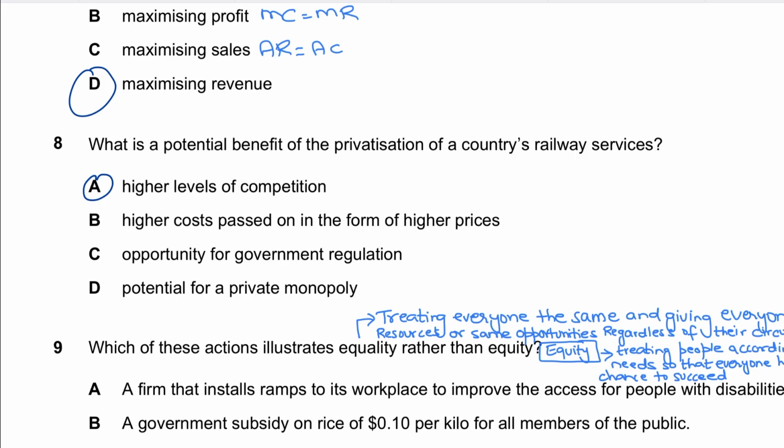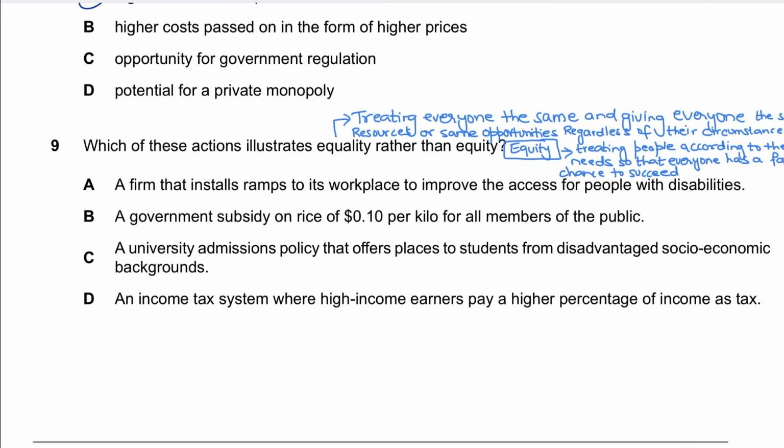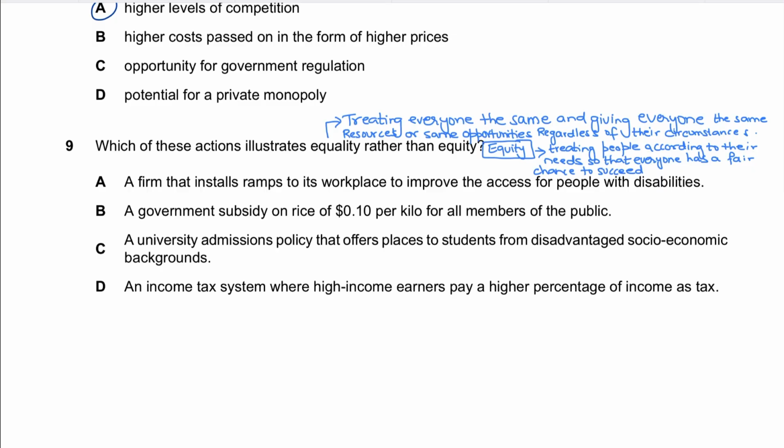Option D says potential for private monopoly. That's wrong as well, because a private monopoly is actually a risk or a disadvantage, not a benefit. Question number 9 says, which of these actions illustrates equality rather than equity?